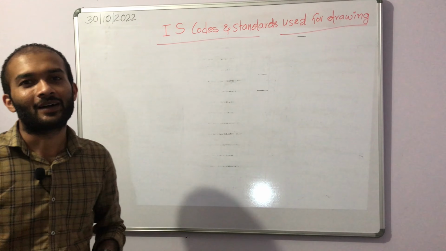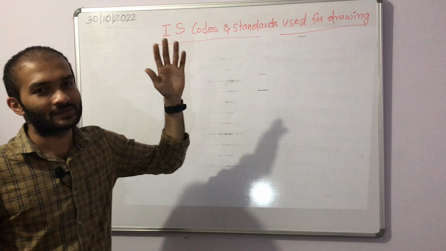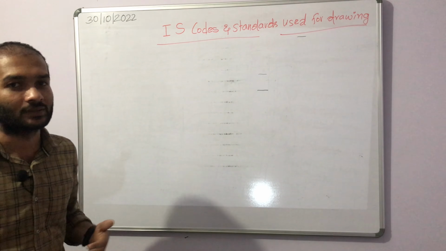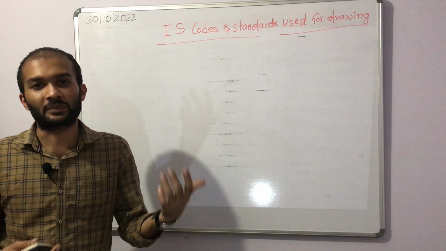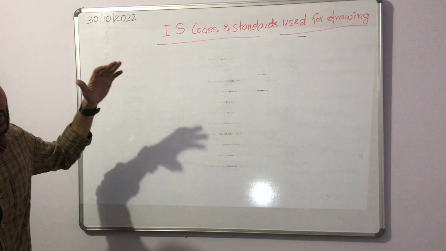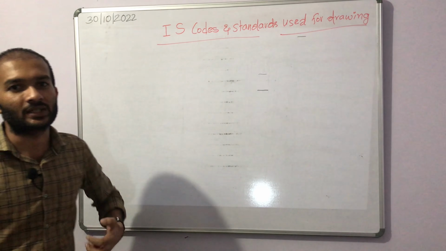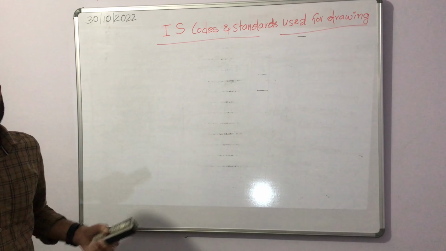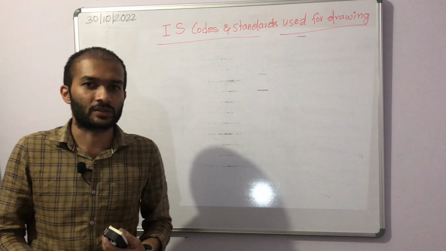That's all. Today I just covered the IS codes and standards which are used for drawing, and the types of drawing. We have seen architectural drawings, structural drawings and MEP drawings. Apart from that, we saw the standard layout of the drawing which we are using. Then we took one example layout, which we have also seen. So I hope this is informative for you.